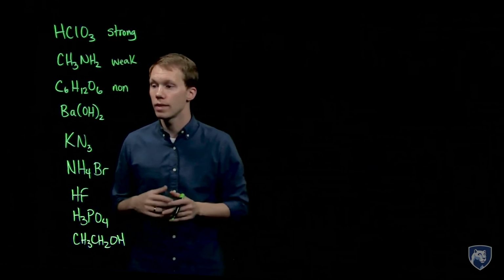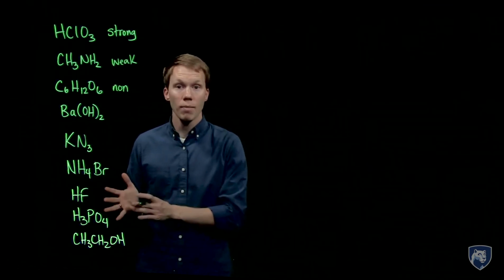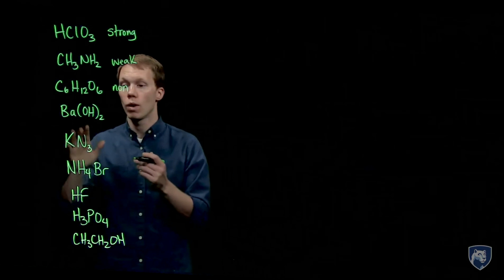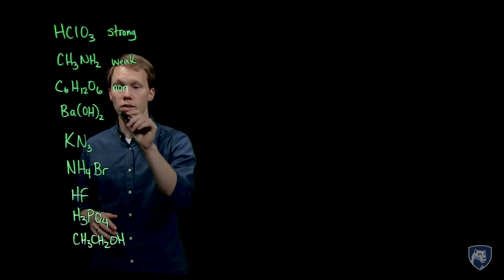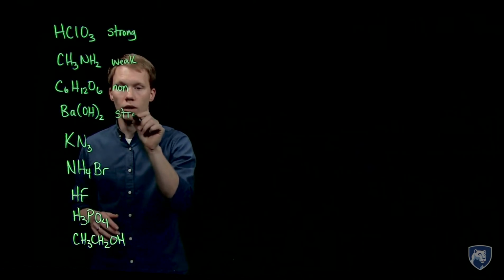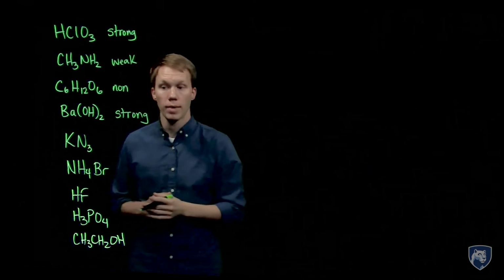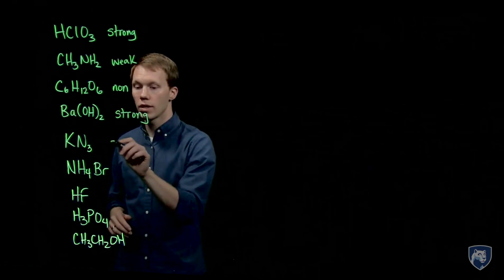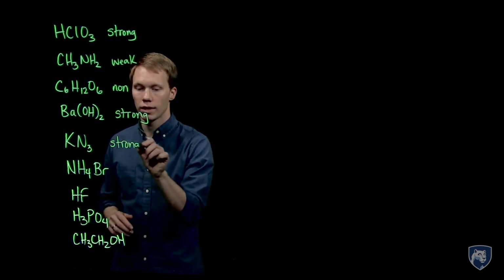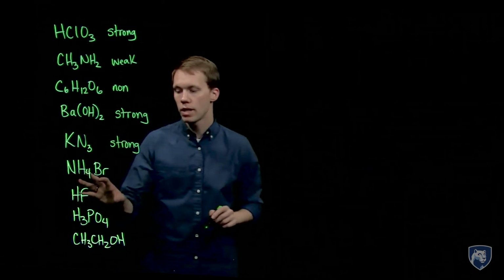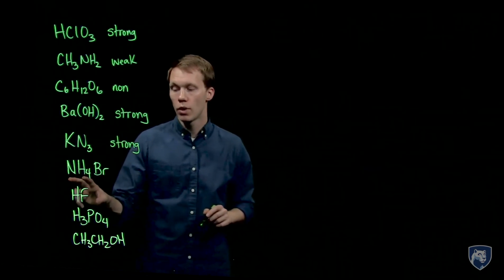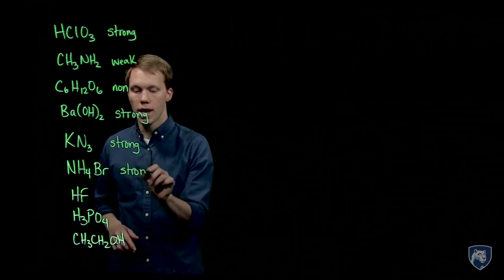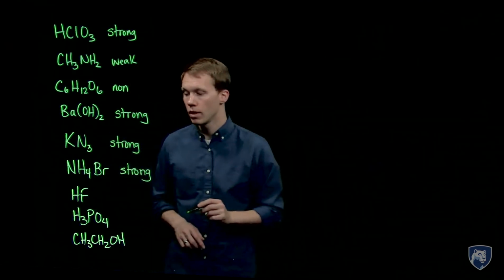Barium hydroxide, this would be classified as an ionic compound. It so happens to be one of those strong bases, a group 1 or 2 metal hydroxide salt. So this is a strong electrolyte because it's an ionic compound. KN3, we have a metal, non-metal combination. It's an ionic compound. It will be a strong electrolyte. NH4Br, this is an ammonium cation paired up with an anion. It's an ionic compound. It will be a strong electrolyte.